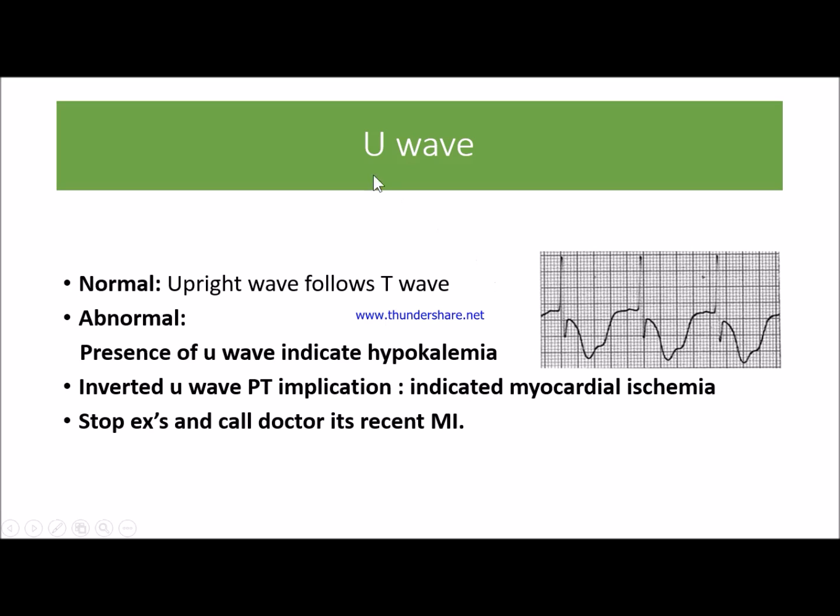Let's see about the U wave. Normally, it is upright and always follows the T wave. This is P, Q, R, S, T and U wave. If it is abnormal, presence of a U wave indicates hypokalemia. The physiotherapist should know that an inverted U wave always denotes myocardial ischemia. So if it is ischemia, our responsibility is to stop the exercise. Whatever we are doing with the patient, tell them to stop the exercise and refer them to the physician or their doctor.